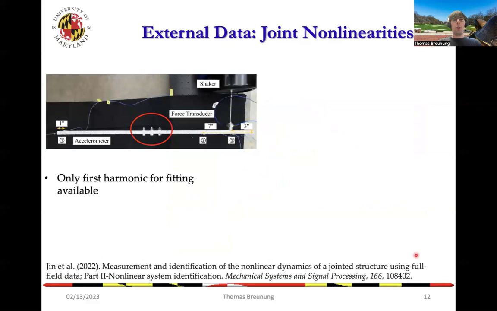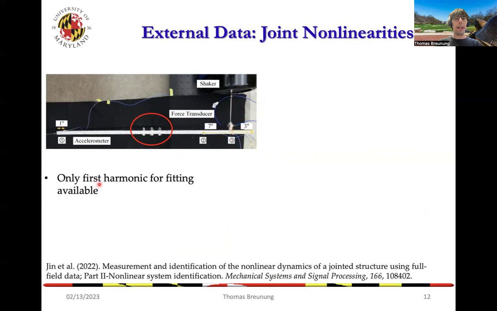Last, we have also looked at an external data set. So far, I had complete control of what was going on in the lab, and I was running the experiments and the fitting myself. Now I was looking at external data where I had no control over the data. I was just downloading it from the internet, from this publication. This is a jointed structure with 3 bolted joints, and it's excited by this shaker here on the right-hand side.